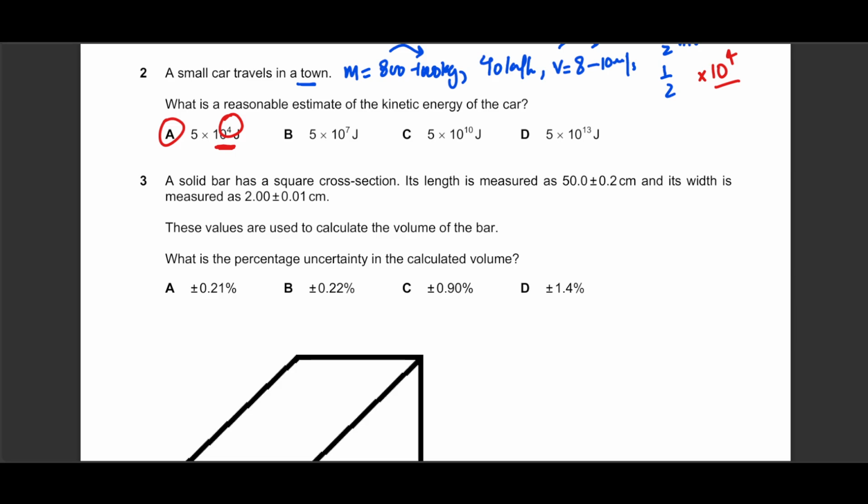Question number 3, he says, a solid bar with a square cross-section area has a length this much, width this much. And since it's a square, whatever the width is will also be counted as the breadth. These values are used for the calculator to calculate the percentage uncertainty in the volume. For volume, we know that we need to multiply all the lengths and measurements together.